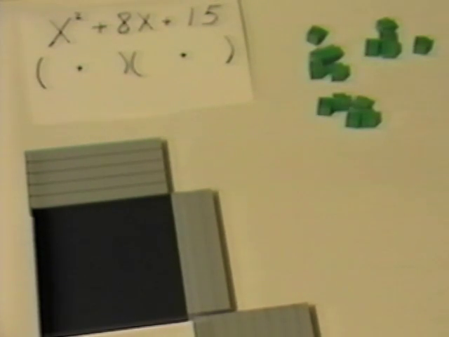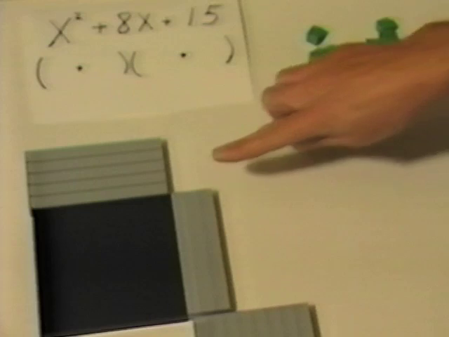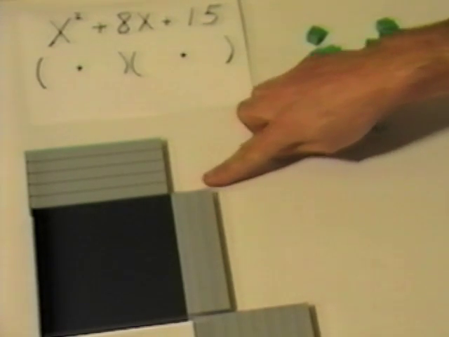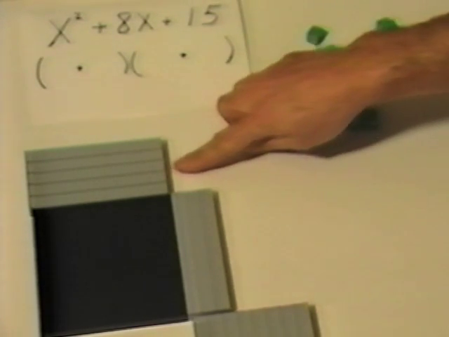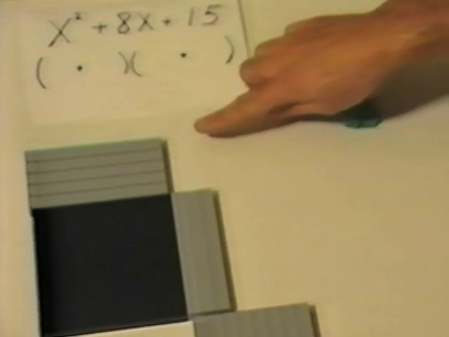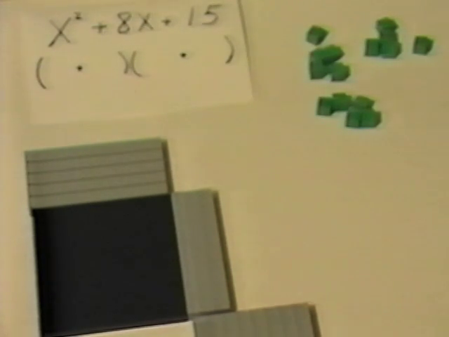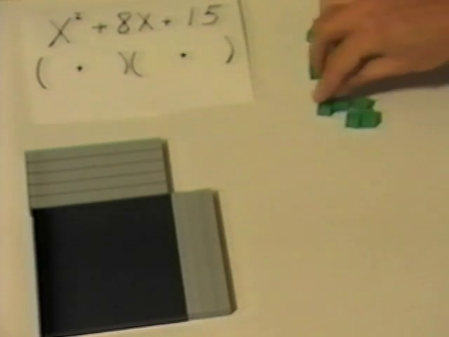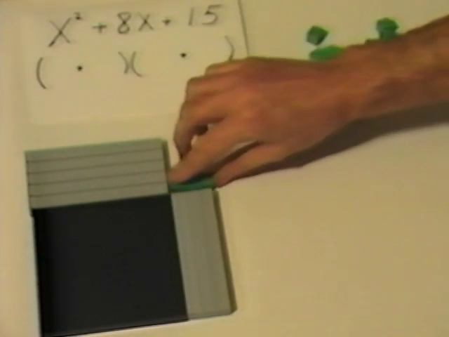Here again, we will skip count before we place the units in the corner. Three, six, nine, 12, 15. Yes, it works with three on the side. We can now place our units in the corner.